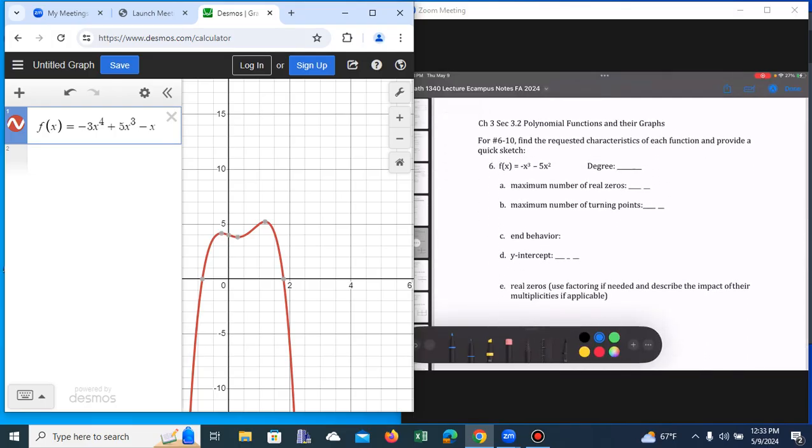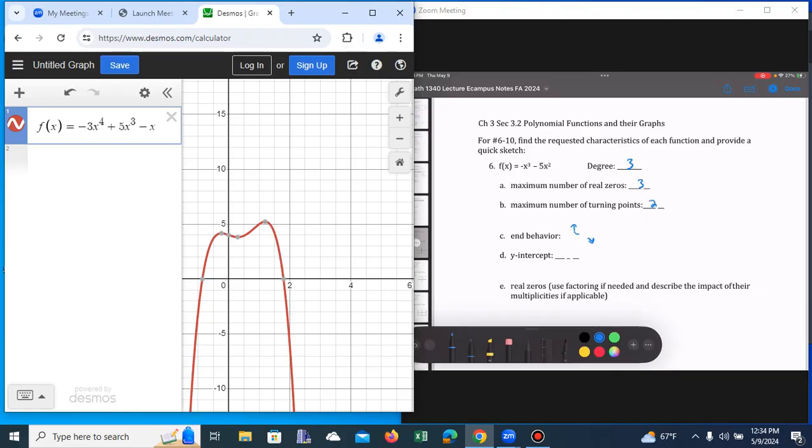Alright, so now we're going to get into putting all of this really together. Negative x cubed minus 5x squared. Degree is 3. Leading coefficient is negative, so your end behavior is going to be a downward snake. Something like that. Maximum number of real zeros is going to be 3. Maximum number of turning points is going to be 2.